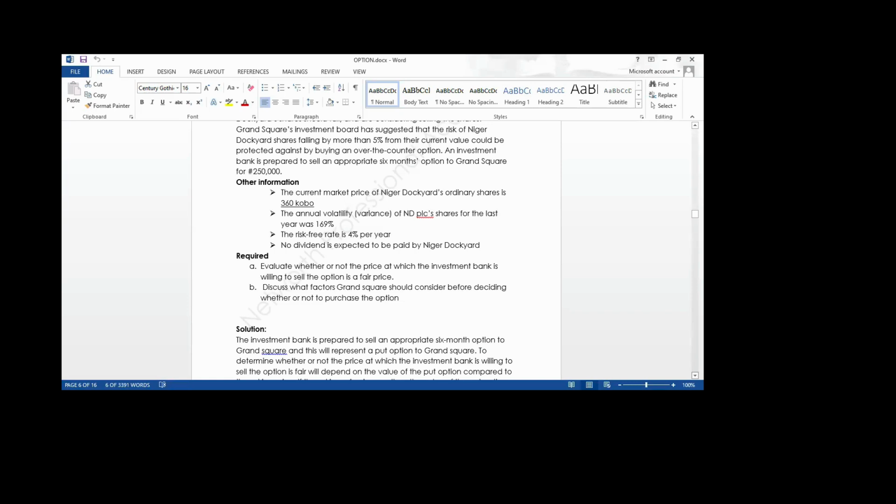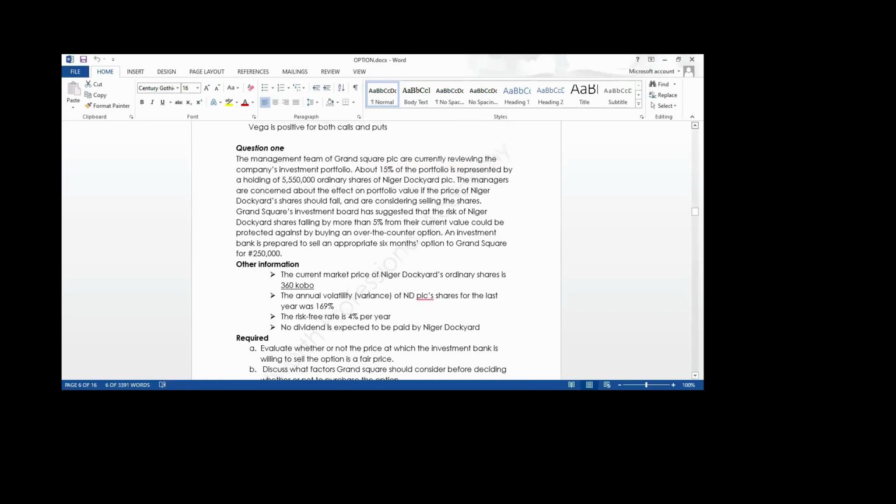Look at the definition: the Black-Scholes option pricing model is a mathematical model for calculating the fair price or the theoretical value of call or put options. That means for me to determine the fair price, I can use the Black-Scholes option pricing model. Now, the second question is, are we dealing with a call option or put option? How will I know? Look at the body of the question. Our company has 5,550,000 shares. The managers are concerned about the effect on portfolio value should the price of Niger Dockyard shares fall, and we are considering selling the shares.